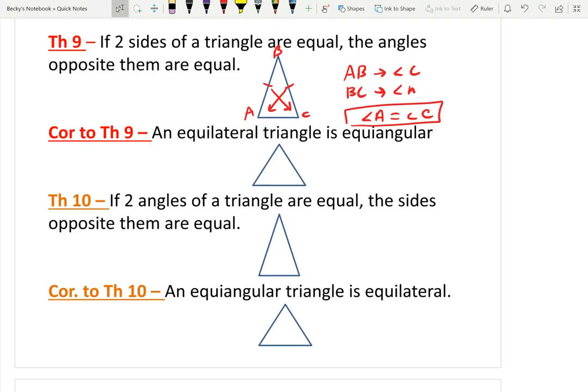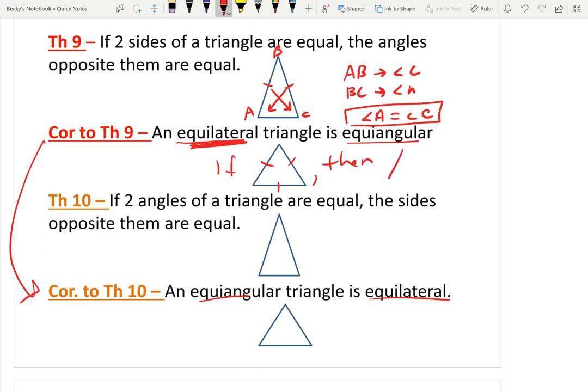The corollary to theorem 9: equilateral triangles are also equiangular. So if all the sides are the same, that means all the angles are the same. Now, if you look at the corollary down here, they're very similar. You just have to see what comes first. On this one, they're told that all the sides are equal first, so this is kind of like your if. Then you know all the angles are equal.